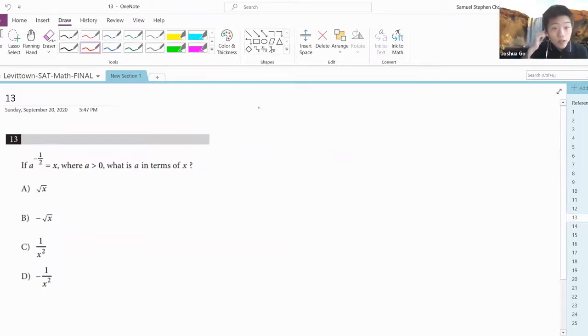So if A to the negative 1/2 power equals X, where A is greater than 0, what is A in terms of X? So in this case, what I would do is convert this into a simpler form that's easier for me to understand. We know that because there's a negative exponent, we can write this out as 1 over A to the 1/2 power. In addition, we know that if something's raised to a fraction, it signifies that it's a root of some sort. In this case, it's 1/2, so it's going to be the square root. So it's 1 over square root of A.